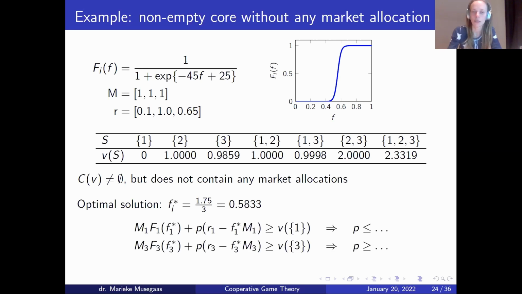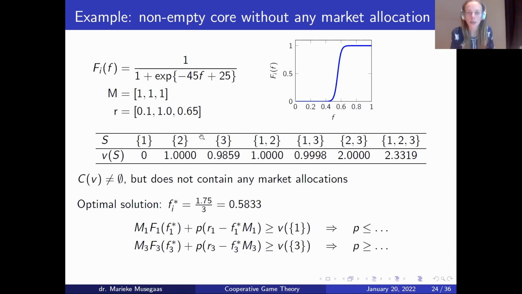How do we see that? Well, in the optimal solution, we simply give everyone one third of the total amount of vaccines. So this 1.75, which is the sum of this, over 3. And then when you look at country 1, initially it had 0.1 resources. Now it has 0.58. So it bought some resources. So in other words, country 1 has an upper bound on the price that they want to pay.